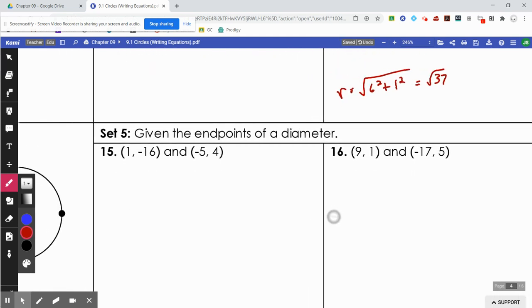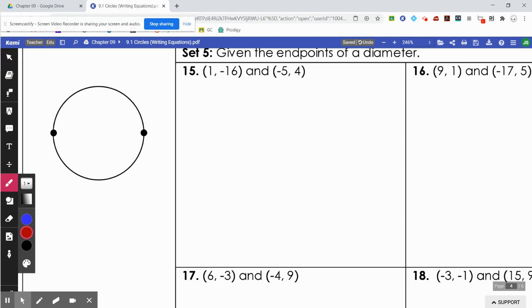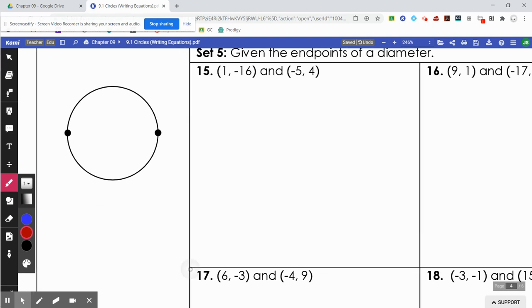So why would we need a midpoint? Here's why. If you're given the endpoints of a diameter, if this is the diameter of your circle, where's the center? The center is between those two endpoints. The center would be the midpoint. Then how would you find your radius? The radius would be the distance.